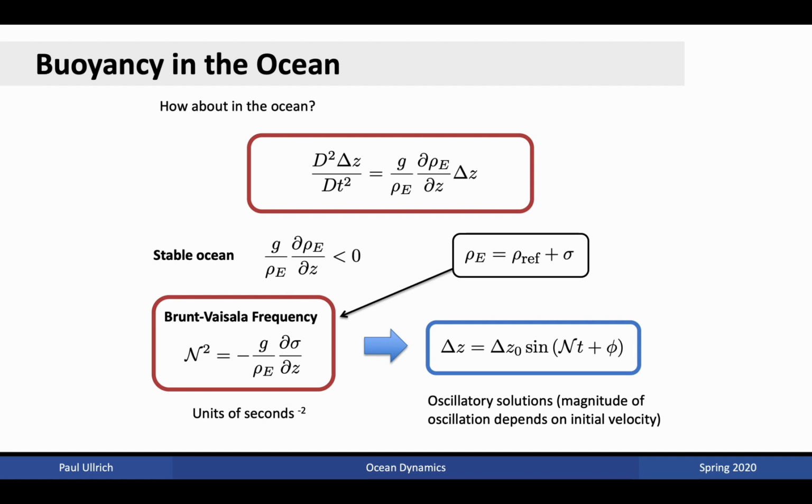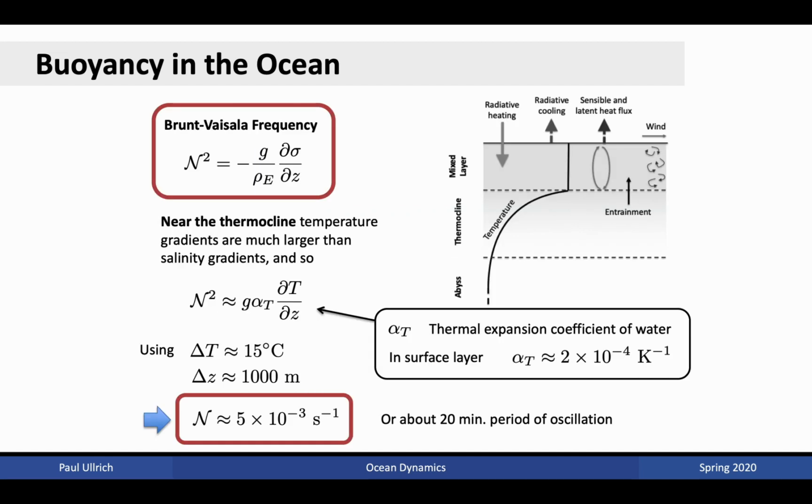The Brunt-Väisälä frequency in the ocean that then emerges from this particular stability requirement is given by the expression shown in the bottom left here. Namely, the square of the Brunt-Väisälä frequency is equal to negative g over rho environment times the vertical derivative of sigma. The units of this are seconds to the minus 2. So the Brunt-Väisälä frequency in the ocean works effectively the same way as it does in the atmosphere. Namely, it indicates the period of oscillation of fluid parcels that are displaced from their initial location.